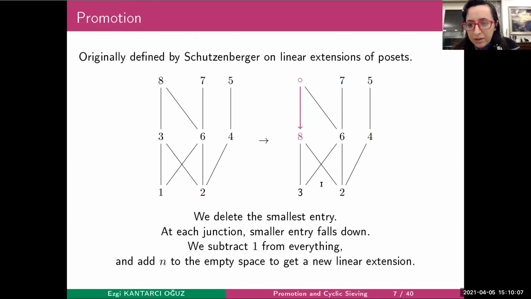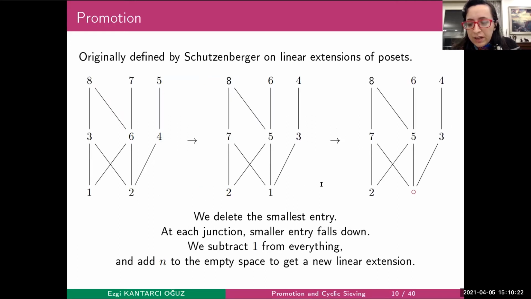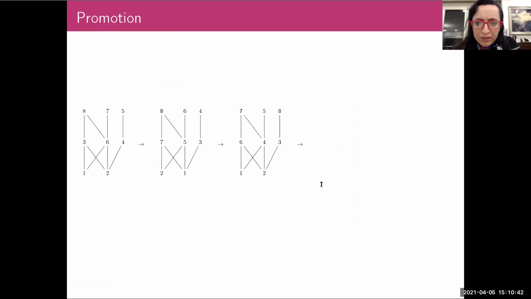So we will subtract 1 from each entry. And now we are just missing an 8. Voila. Now we get a new linear extension. And we can do the same thing again, delete the 1. We have 7, 5, and 3. The 3 falls down, and the 4 falls down. And we subtract 1, and we get a new poset. This is actually what we call the promotion action. And we can repeat doing this action.